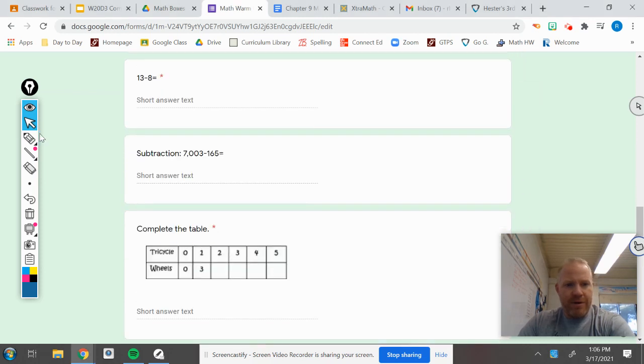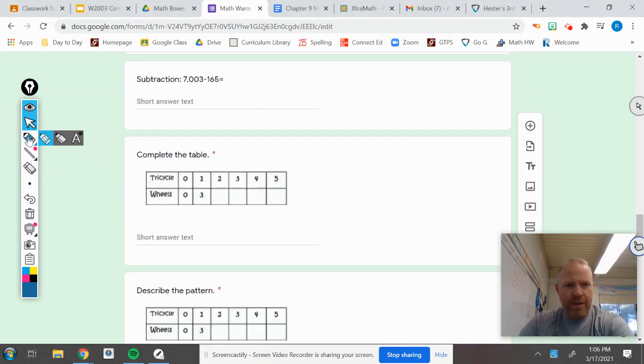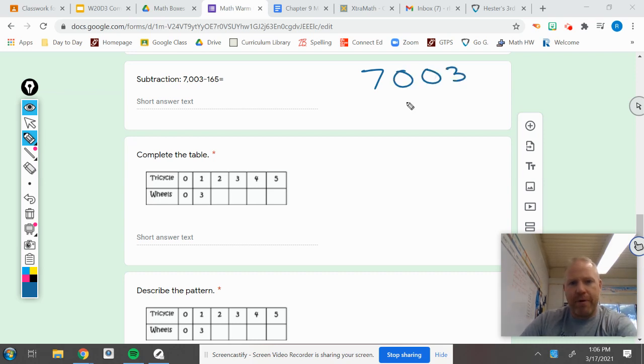Which brings us to our subtraction problem for today. Our subtraction problem today gives us a little bit of a challenge because we have to borrow from the 7, which is all the way over in the thousands position. So we cannot take 5 from 3, so we have to borrow.